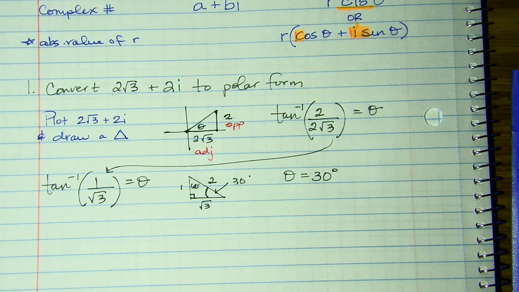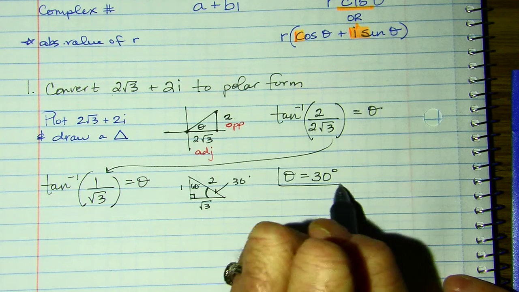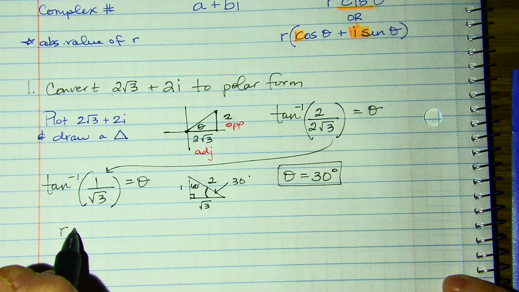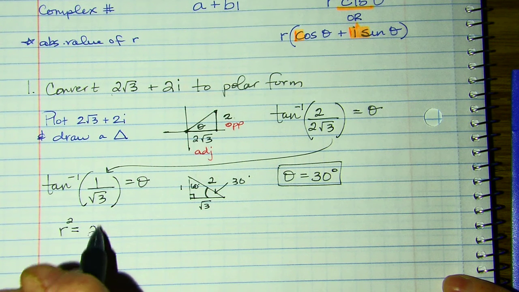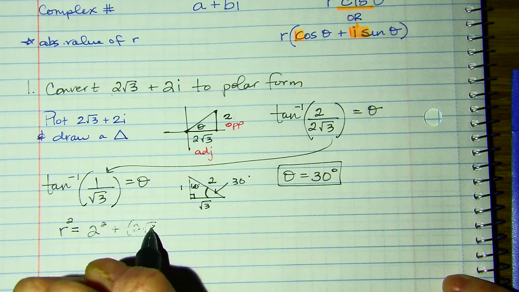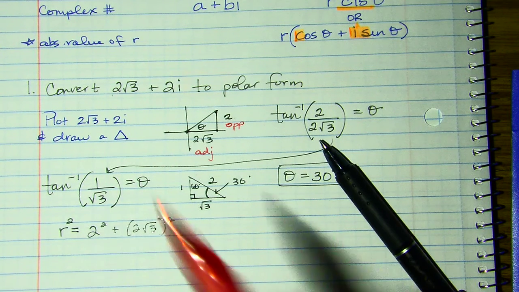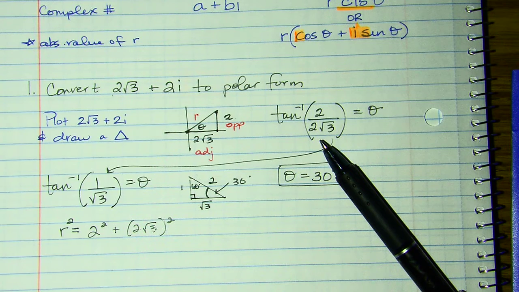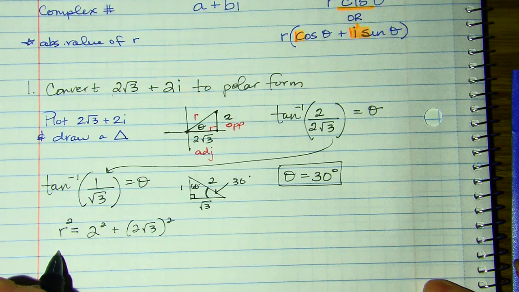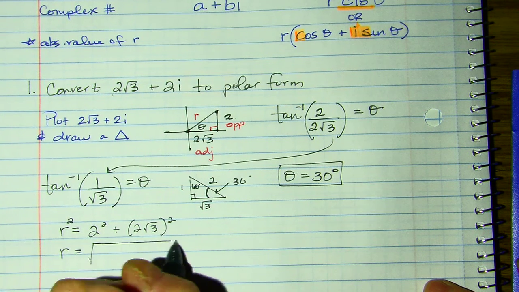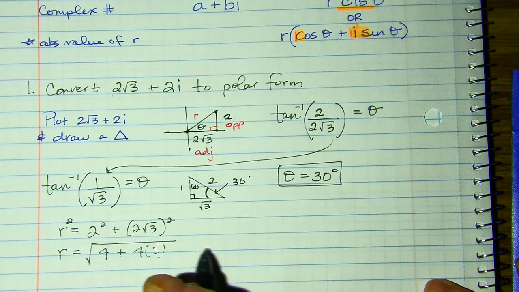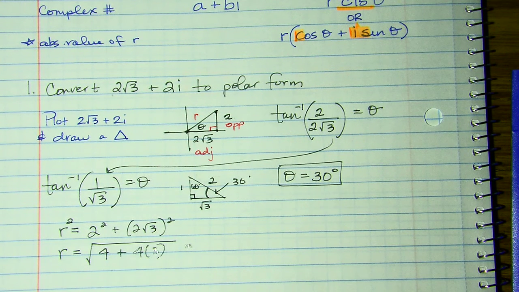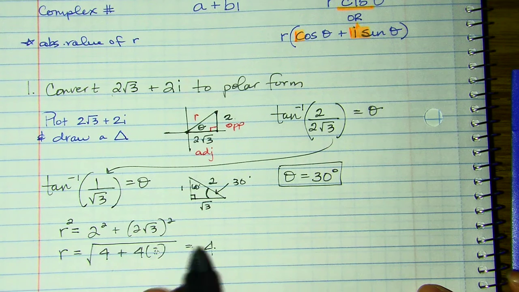So I know theta. Yay! Now I need r. So r squared would equal 2 squared plus 2 root 3 squared, right? I'm trying to solve for r, the hypotenuse, because the 90 degree is here. So to find r, it would be the square root of 4 plus 4 times 3, and I'm going to enter all that in my calculator, and I got that r is 4.